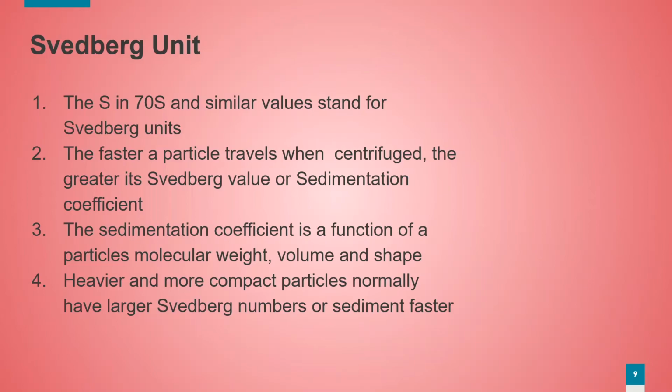Svedberg unit. The S in 70S and similar values stands for Svedberg unit. The faster a particle travels when centrifuged, the greater its Svedberg value or sedimentation coefficient. The sedimentation coefficient is a function of a particle's molecular weight, volume and shape. Heavier and more compact particles normally have larger Svedberg numbers, or sediment faster.